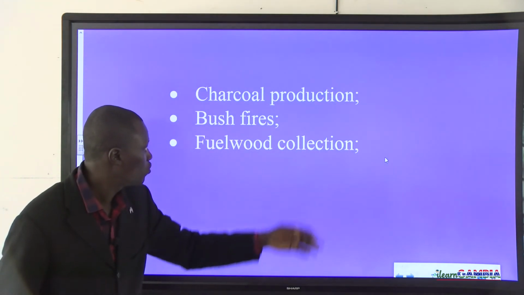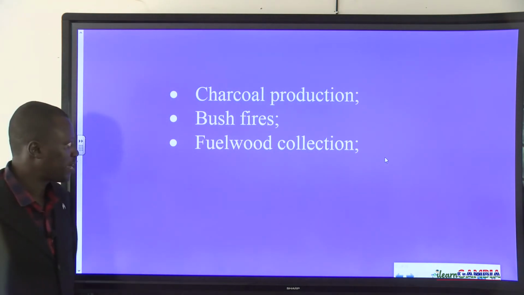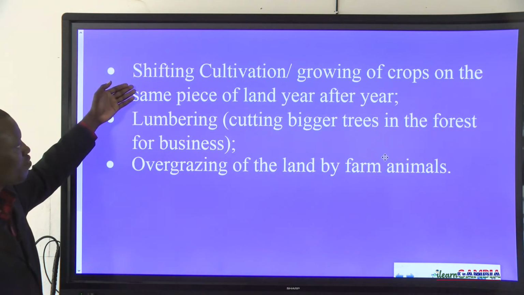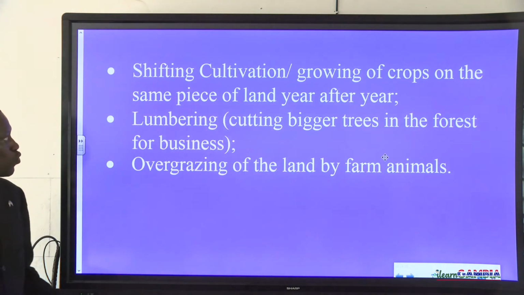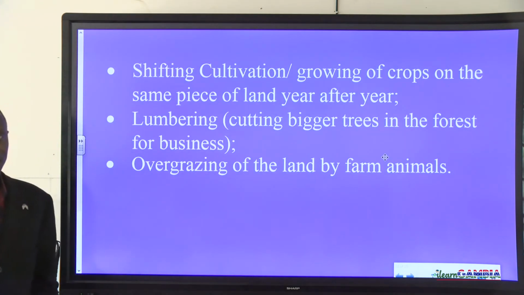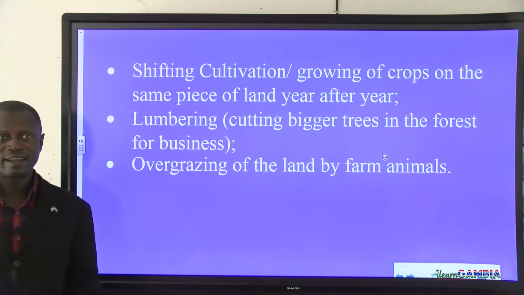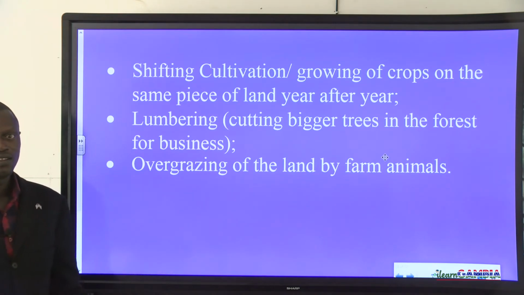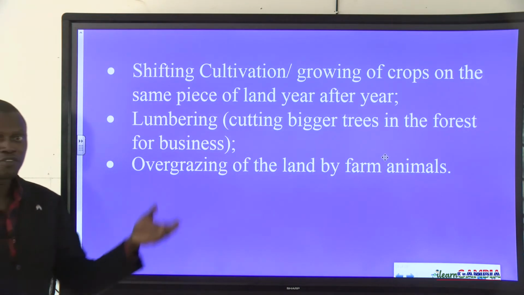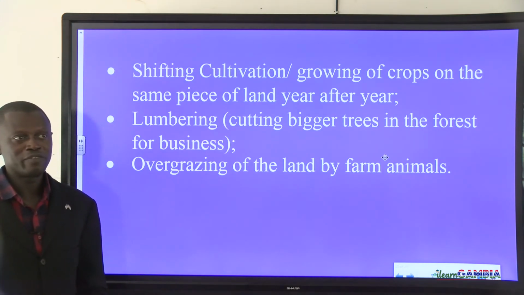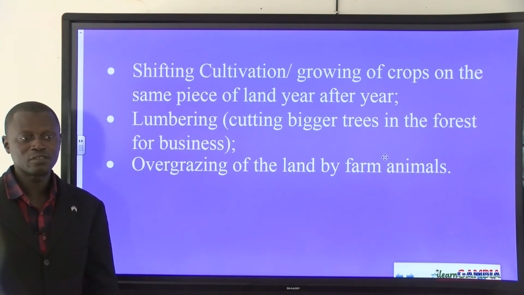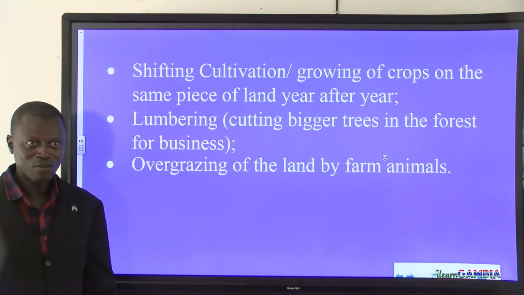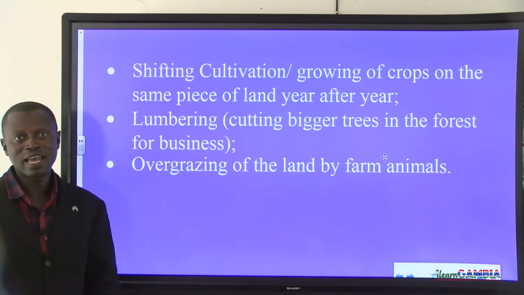Next is fuel wood collection, or you say firewood collection. Shifting cultivation, or growing of crops on the same piece of land year after year. So that also encourages deforestation. Sometimes farmers will prefer relocating their farms to a new land. So in that instance, deforestation is encouraged. The farmer will be clearing the land, and in the clearing of that particular land, some of the bigger trees on that land will be cut, either by using an axe or even using a machine in order to save your time and energy.